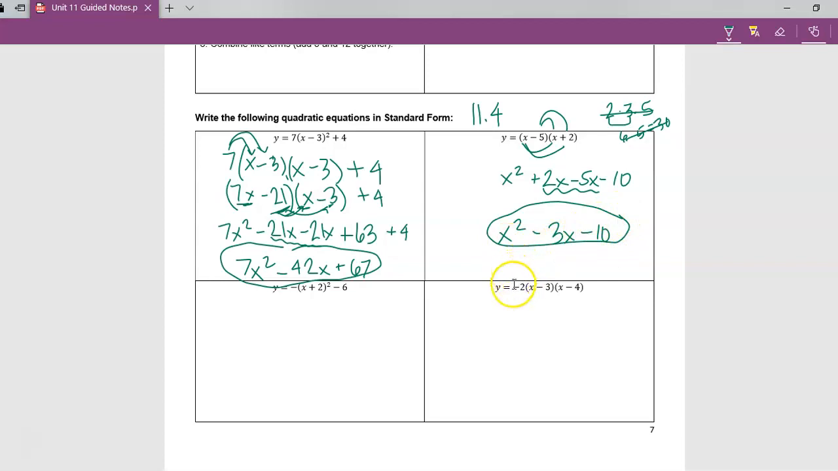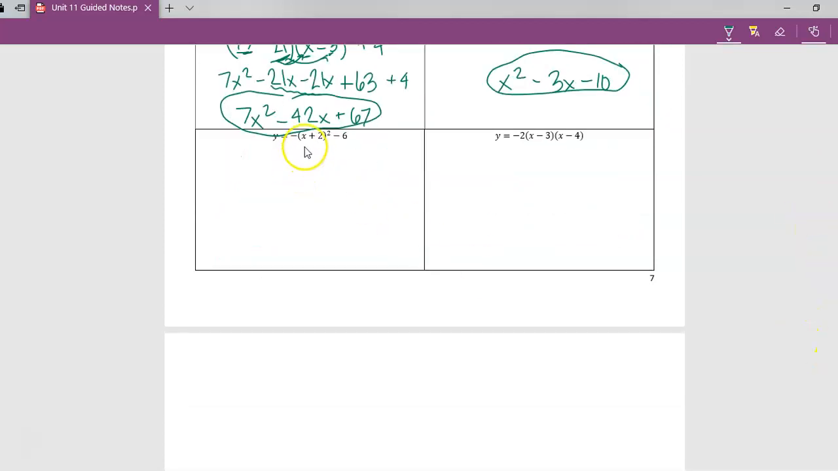That's the standard form. Okay, next example is again in vertex form. This negative out front is the same as having a negative 1 out front. So we've got the x plus 2 times x plus 2 minus 6. I'm going to multiply the negative 1 just into the first set of parentheses to get negative x minus 2.